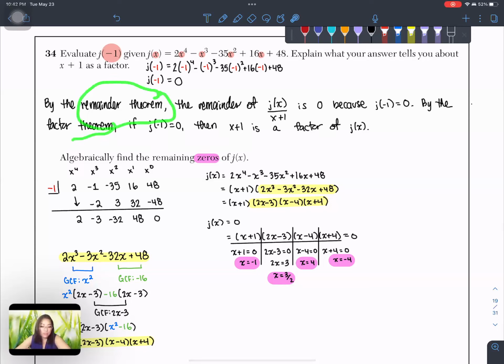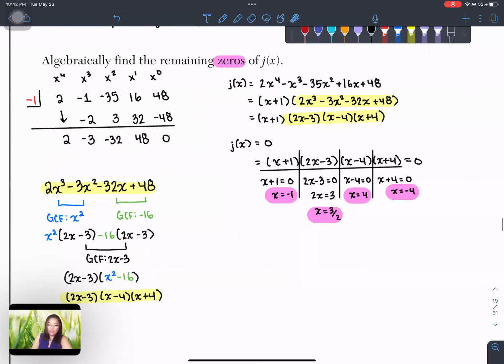So the first part is the remainder theorem, and the second part is the factor theorem. So it's a good idea to mention both theorems in your writing. It doesn't have to be too much. Don't write an essay. 2 sentences are good. Just make sure you mention the key ideas.